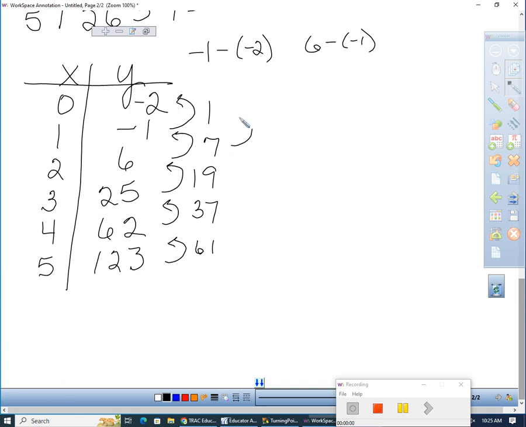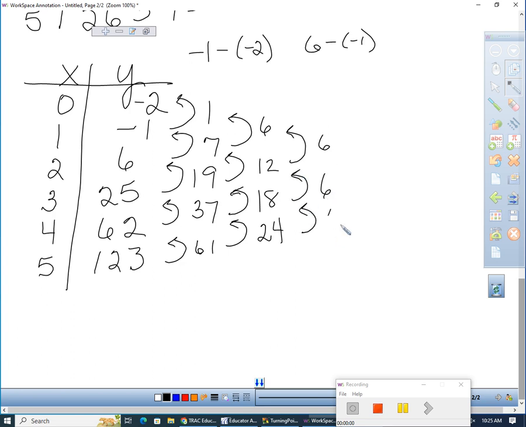All right. 7 minus 1. 19 minus 7. 37 minus 19. Good. 61 minus 37. 24, I agree. Do they match? Okay, let's do it again. So 12 minus 6 is 6. 18 minus 12 is 6. 24 minus 18 is 6.